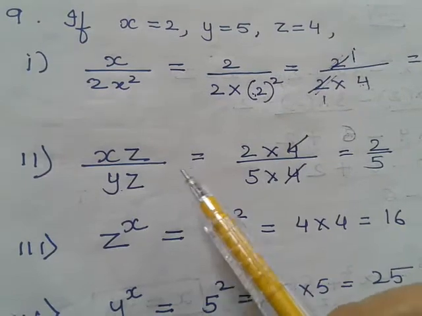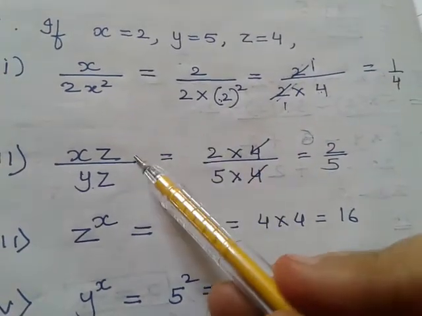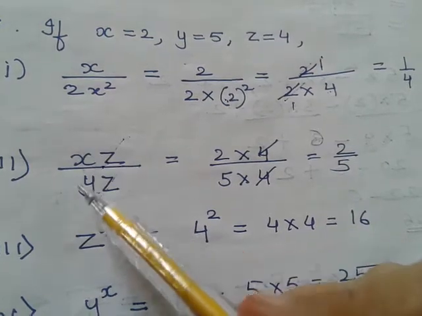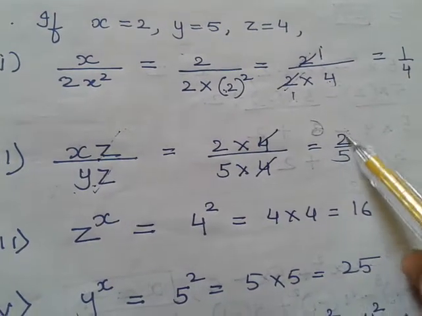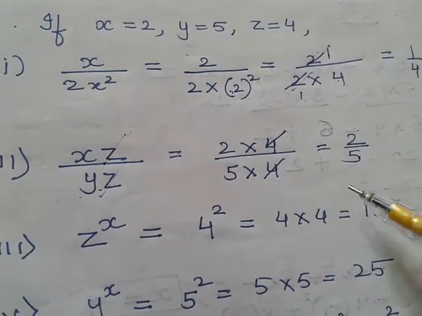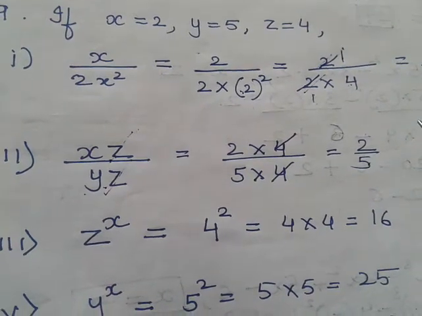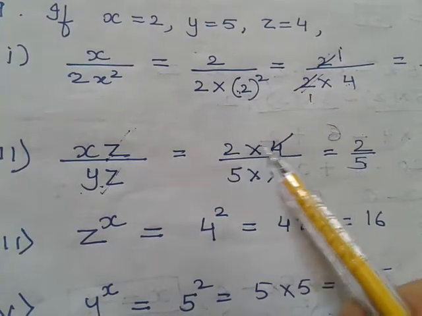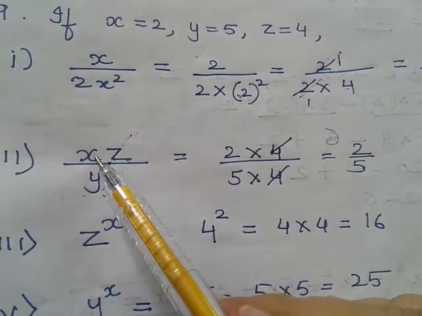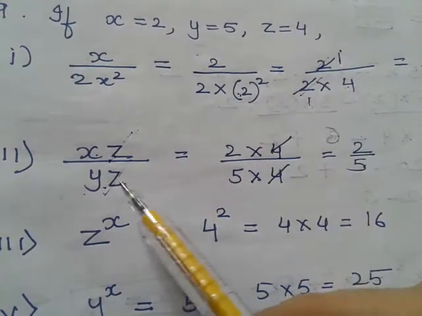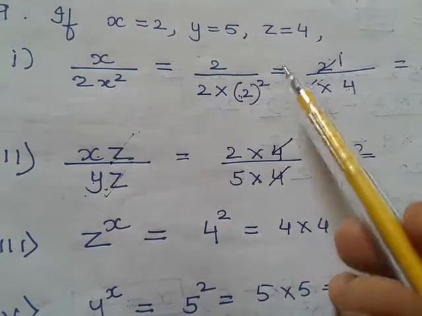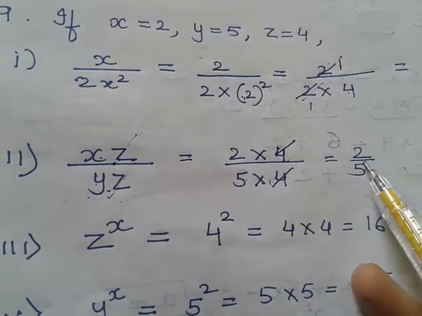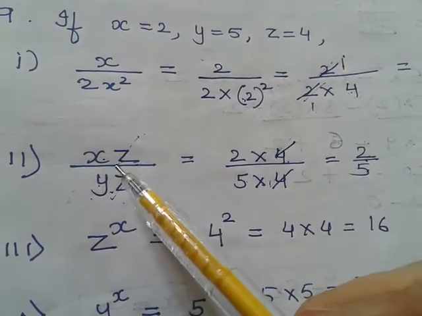xz upon yz. See, there are two methods. I can cancel z and z right here itself, and then only x by y is left. So 2 by 5. Or if you are getting confused, follow the regular method: 2 multiplied by 4, because the value of x is 2, the value of z is 4, and the value of y is 5 and the value of z is 4. So 4 with 4 gets cancelled. 2 by 5. So the previous method can also work.